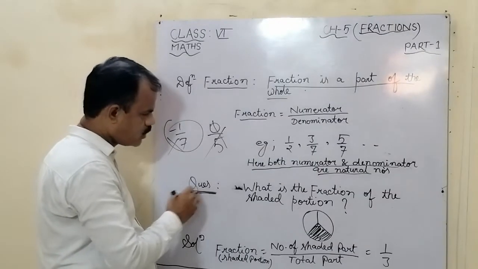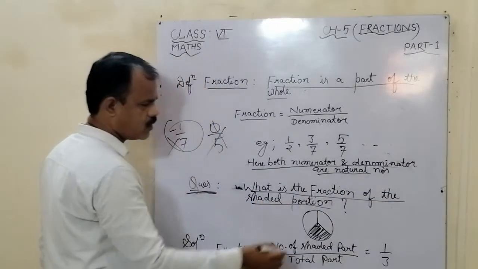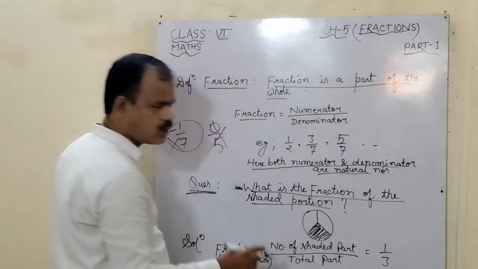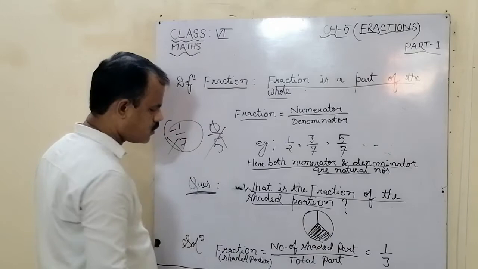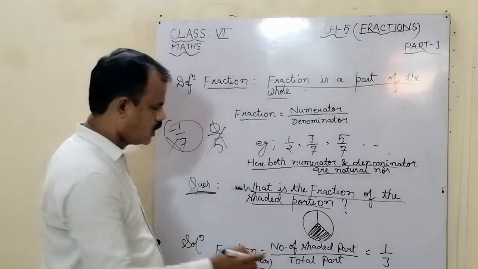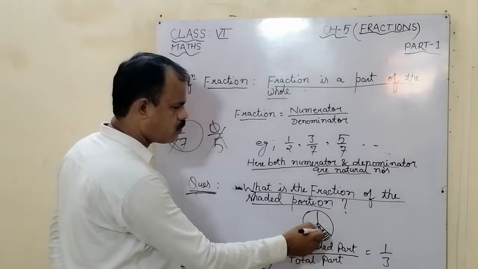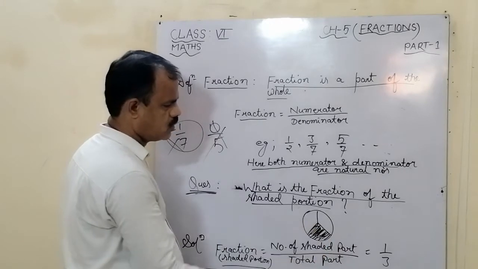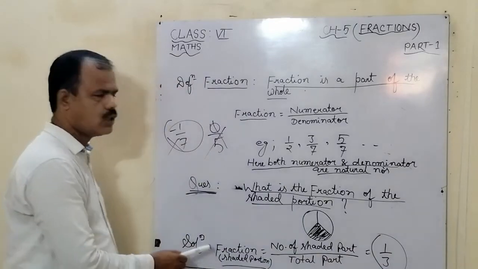Now see here one question. What is the fraction of the shaded portion? Here one circle is there with 1, 2, 3 equal parts, and one part is the shaded portion. So the formula for the fraction of the shaded portion is colored part by total part. Here one part is colored and the total parts are 1, 2, 3. So 1 by 3 is the final answer.